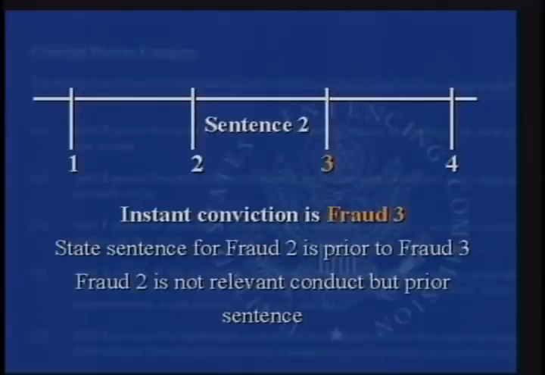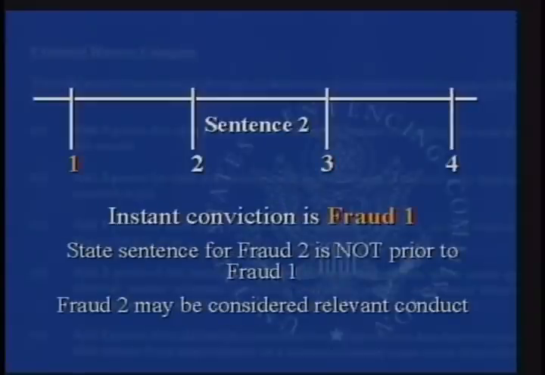Now let's look at a slightly different situation, again where you have a defendant with 4 fraud behaviors. The instant offense of conviction in this example is found in fraud 1. We need to consider, based on the concepts of relevant conduct, whether the fraud behavior in counts 2, 3, and 4 can be considered relevant conduct. Now we need to keep in mind again that fraud 2 has a sentence associated with it.